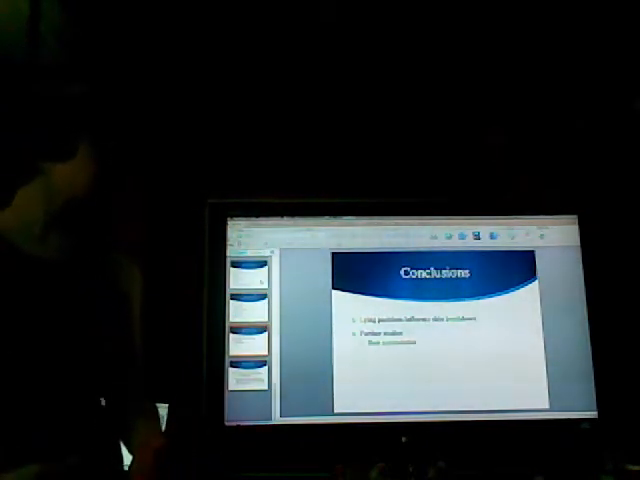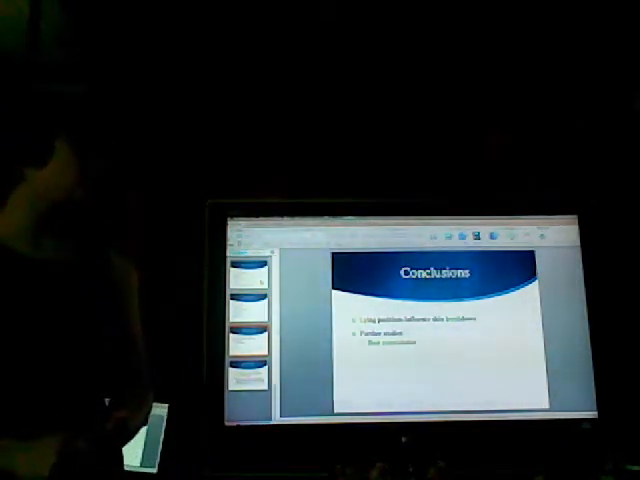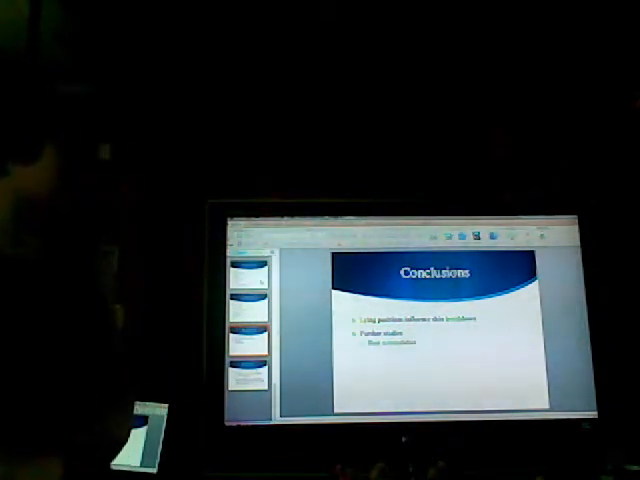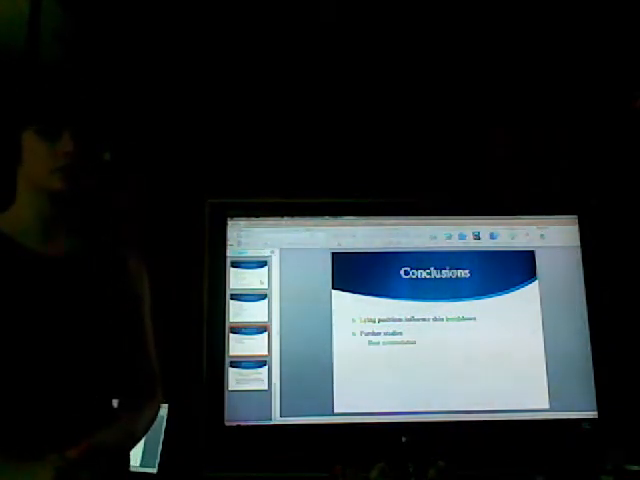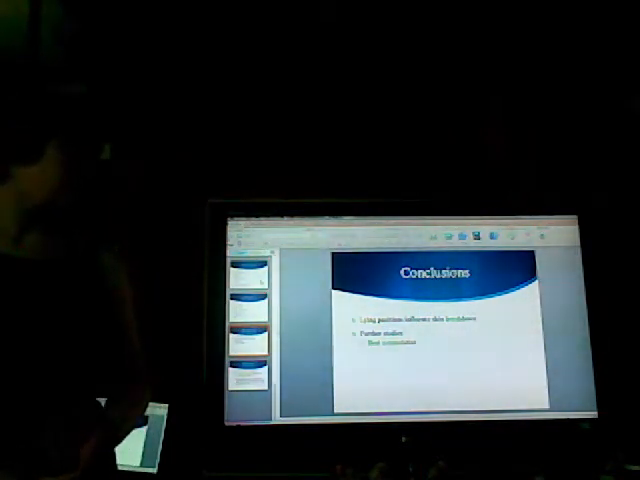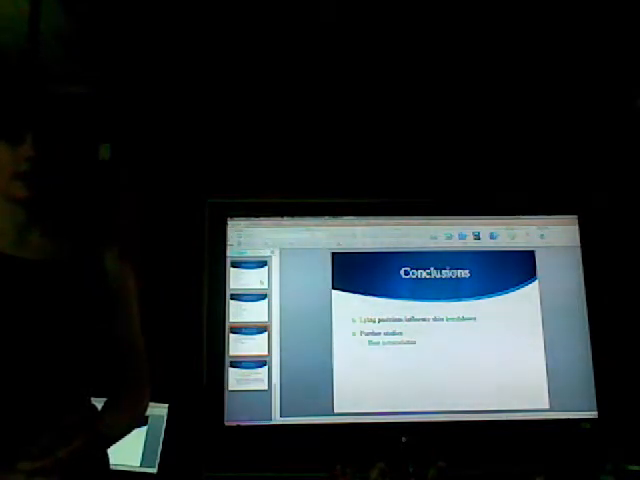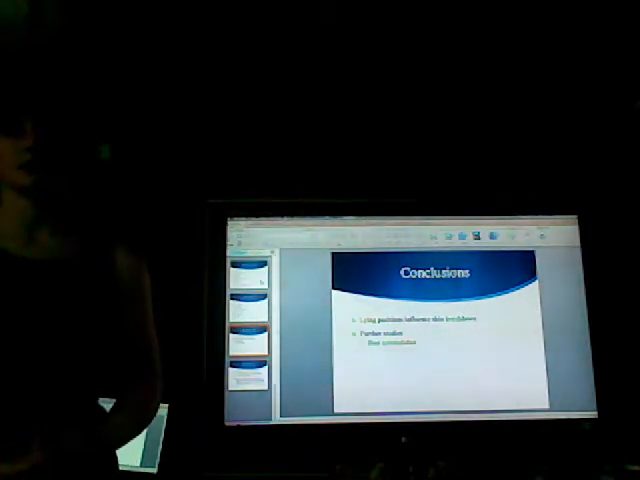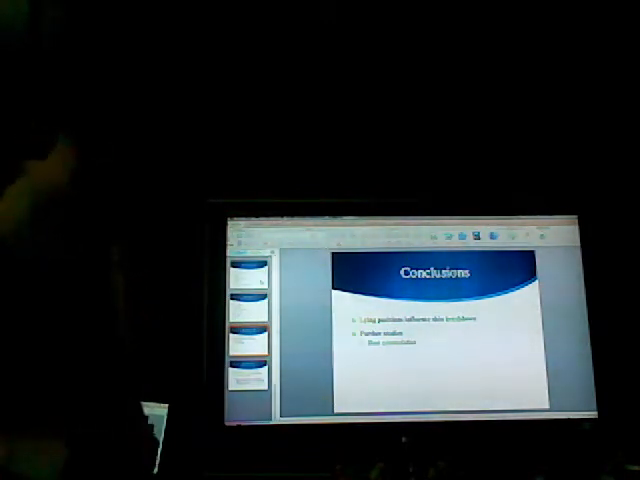The conclusion of this study is that lying positions do in fact influence skin breakdown. The researchers did indicate that they would like to do further studies to be specific as to how the lying positions influence skin breakdown and how the time in these positions influences skin breakdown, as well as the heat accumulation from being in these positions.